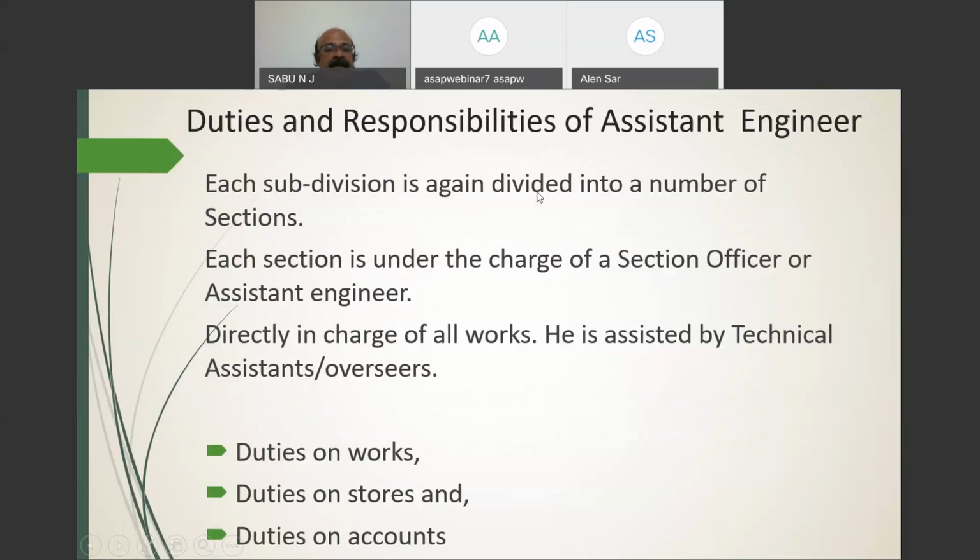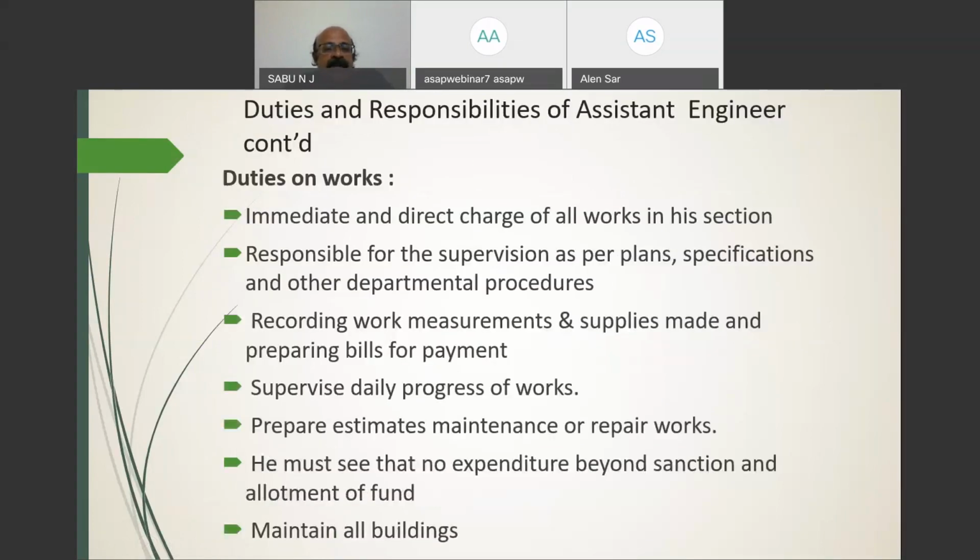Each subdivision is again divided into a number of sections, and each section is under the charge of the section officer or the assistant engineer. The main duties can be categorized as duties on works, duties on stores, and duties on accounts. Let us look at the main duties on works. Because he is the immediate and direct in-charge of his section, he is responsible for supervision in accordance with the plan, specification and other departmental procedure. After the work is carried out, it must be measured and recorded in the measurement book. Some materials are supplied by the department, and that is also recorded in the measurement book.